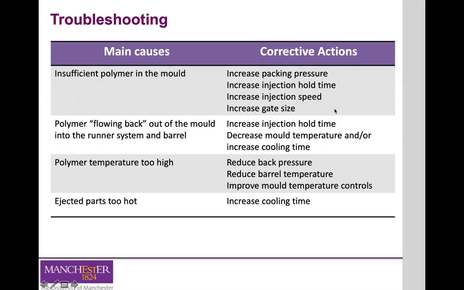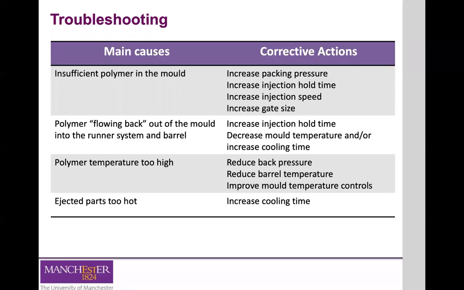Also, another corrective action might be to increase the dimensions of our gates, or in other words, the channels that connect our runners to the mold cavity. By increasing the size of these gates, we allow more material to get into the mold, and in this way prevent the formation of shrinkage.